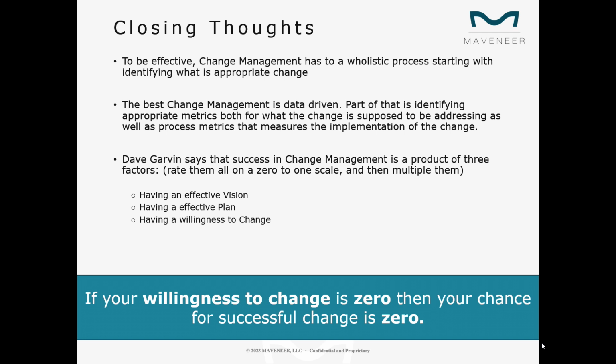The best change management's data driven. So part of that's identifying what the appropriate metrics are, both for what you're supposed to be addressing. And what do we use for that? We use the PAIR 2, persistence, agility, information, reach, and range, right? And we look at effectiveness measures, but also we want to look at some process metrics that show how well you're doing at implementing the change. And those are things like, have I put sufficient resources against the change? How many people have bought into this process so far, etc. We're doing a whole lesson on measurement later.